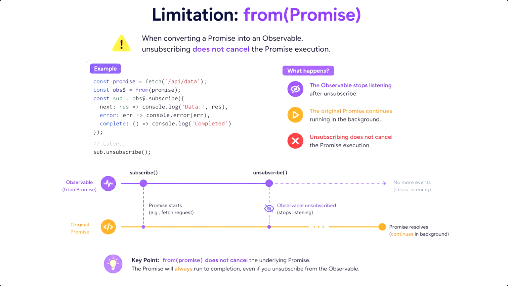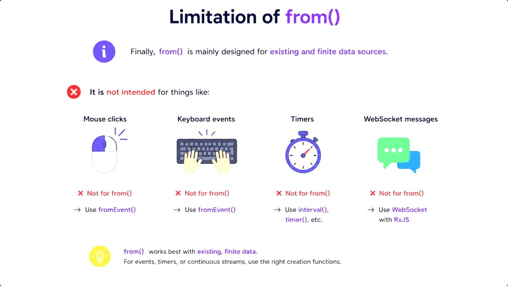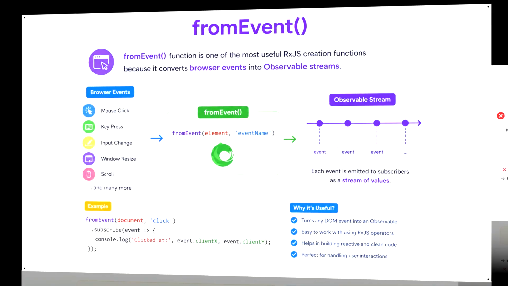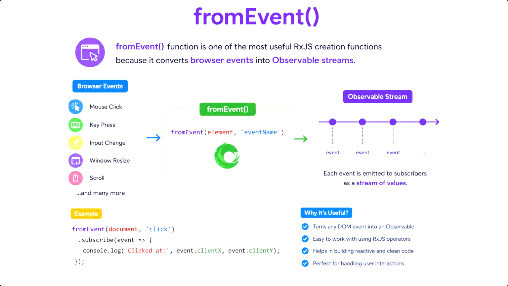Another limitation appears when converting a promise into an observable. Suppose we subscribe to the observable and then unsubscribe from it. The observable stops listening. However, the original promise continues running in the background. Unsubscribing does not cancel the promise execution. Finally, from is mainly designed for existing and finite data sources. This is not intended for things like mouse clicks, keyboard events, timers, WebSocket messages. For those scenarios, RxJS provides other creation functions. One of them is fromEvent. Let's learn about that next.